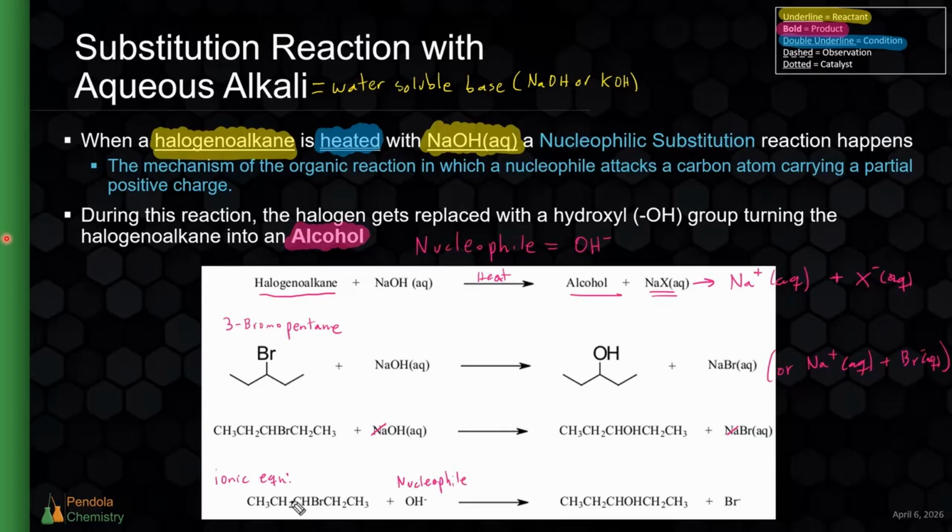which is going to replace the bromine in our halogenoalkane, creating our alcohol, which in this case will be 3-pentanol, because that alcohol is on the exact same carbon, 3, as the bromine in 3-bromopentane, and our bromide ion. The bromide ion will just be bromide ion, not sodium bromide, because this is a net ionic equation. So that's a reaction that happens between halogenoalkanes and sodium hydroxide, or potassium hydroxide possibly, because it's also an alkali, when they're heated.